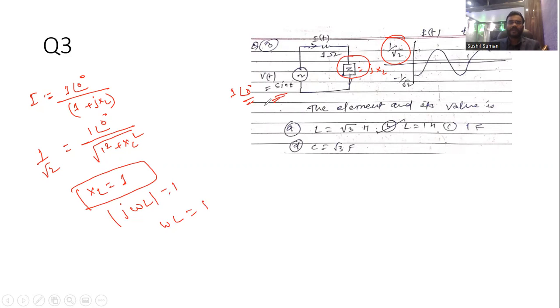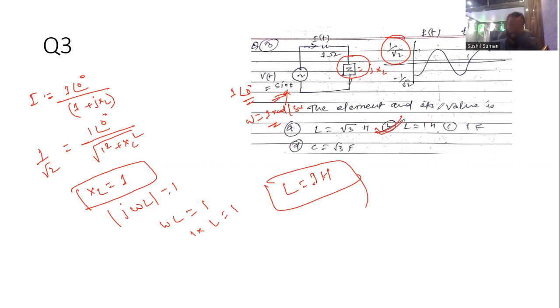Now what's the omega value? Here omega equals 1 radian per second, you have been given 1 radian per second. So 1 radian per second times L equals 1, so L equals 1 Henry. So the answer will be option B. Very simple question.